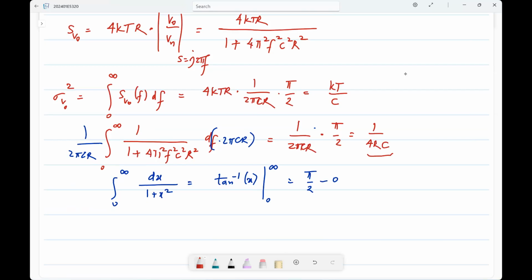Why does it behave like this? Why do we get a result that is independent of R? Well, noise is produced by the resistor. No, I know what happens in the algebra.